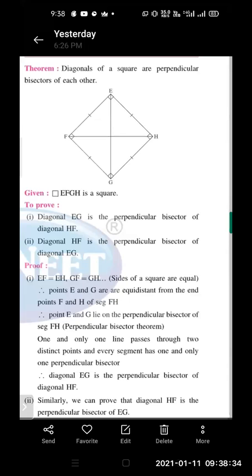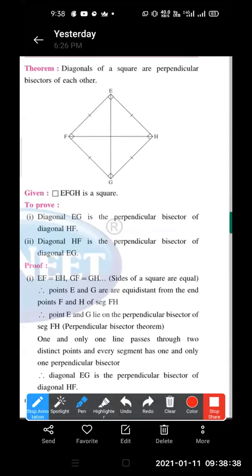Similarly, we can prove diagonal HF. Just as we have proved earlier that diagonal EG is the perpendicular bisector of HF, similarly we can prove HF is the perpendicular bisector of diagonal EG. I hope it is clear to all.